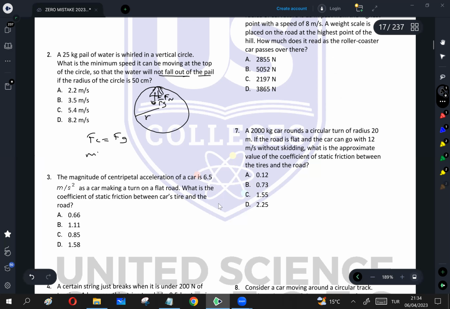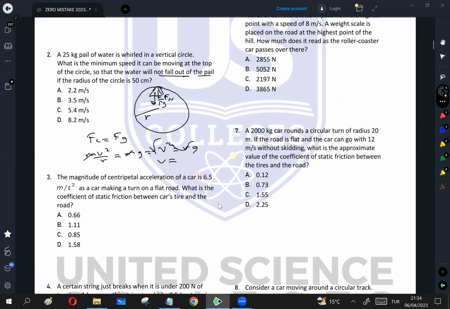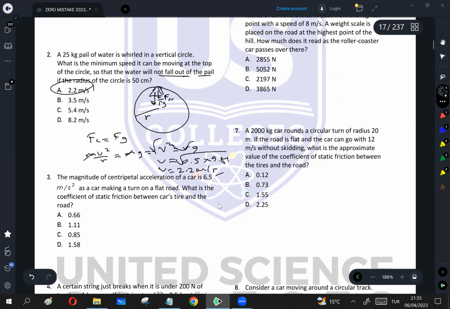So mv squared over r is mg. M's will simplify. Minimum speed squared is going to be rg. After that, we will get the root and we will find how much is this minimum speed. R is 0.5, 50 centimeters, G is 9.81. After that, get the root. Let's check how much. It's 2.2 meter per second, which is A.